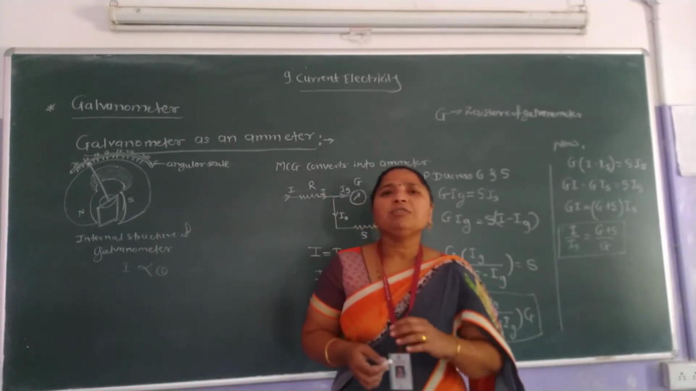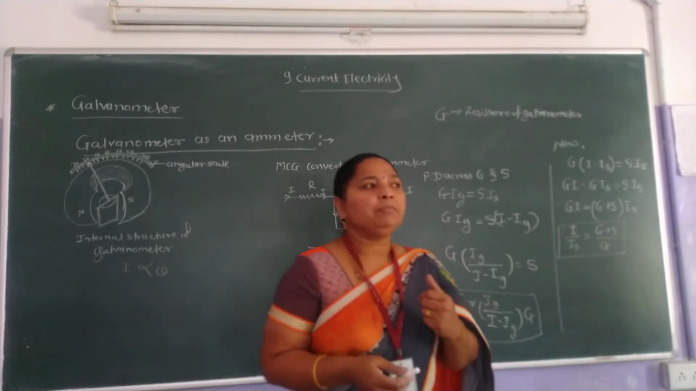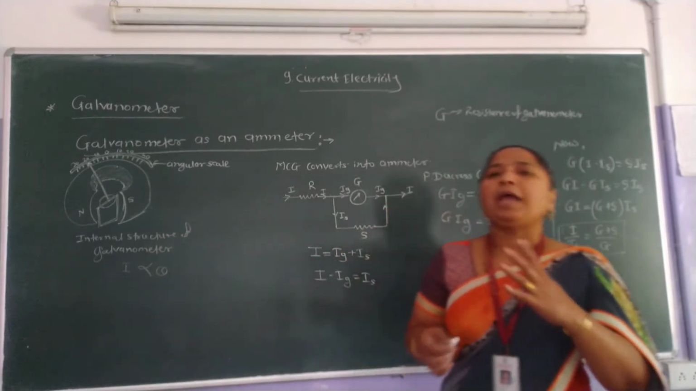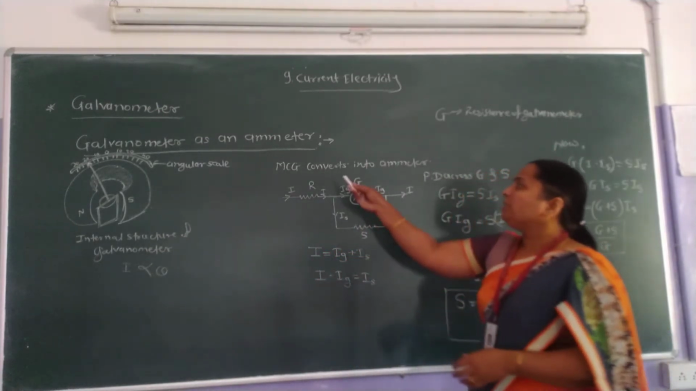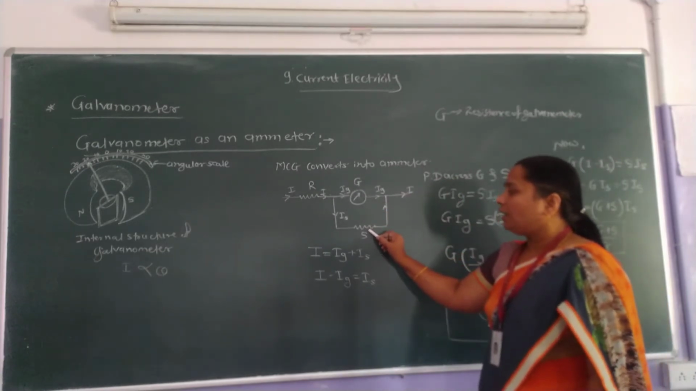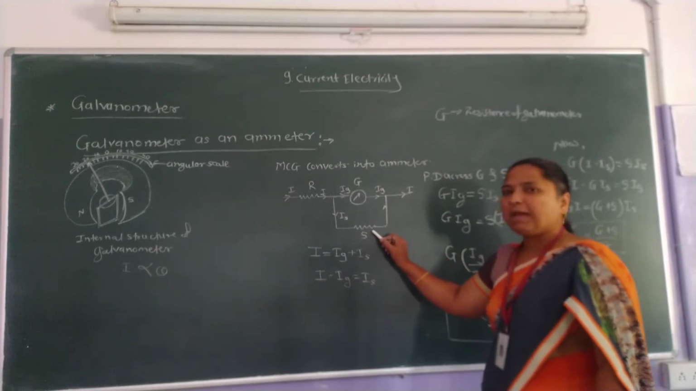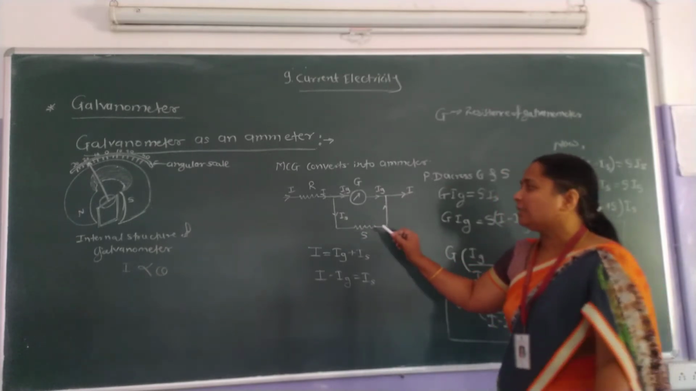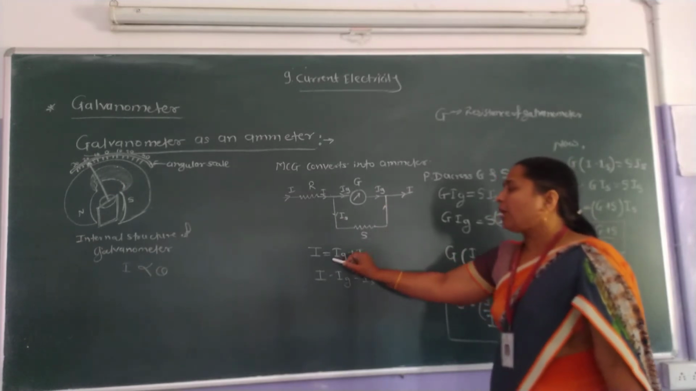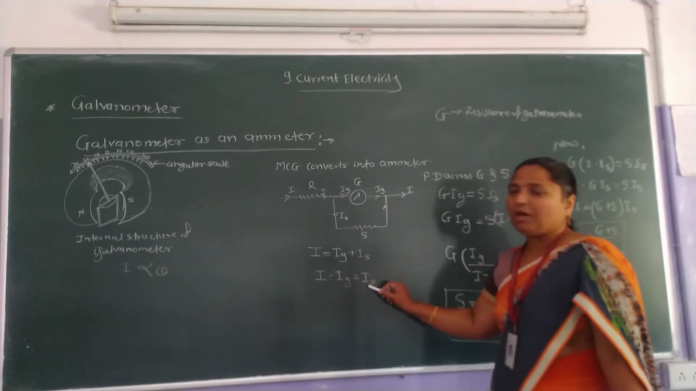How is MCG converted into an ammeter? Ask the board exam question paper. How is MCG converted into an ammeter? When MCG is converted into an ammeter, the shunt resistance S, denoted by parallel resistance, is connected in parallel to the galvanometer. Therefore, I is equal to Ig plus Is and I minus Ig is equal to Is.